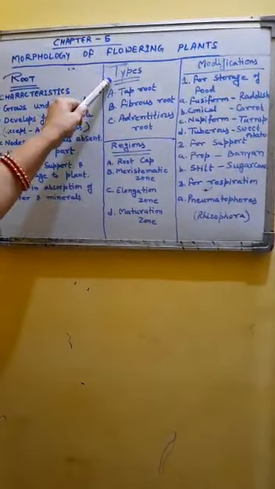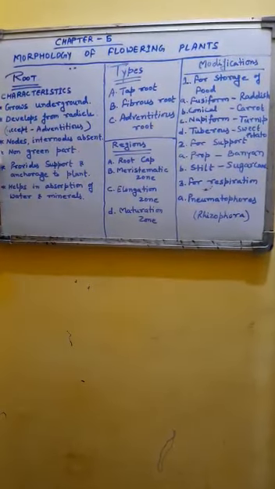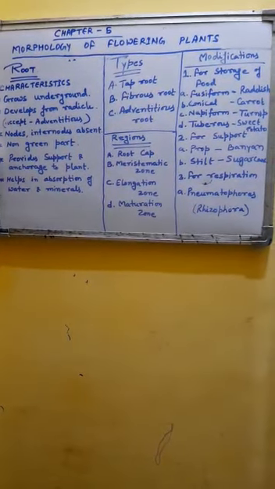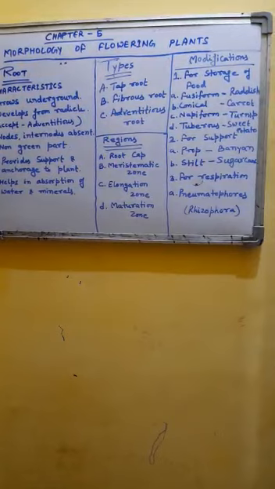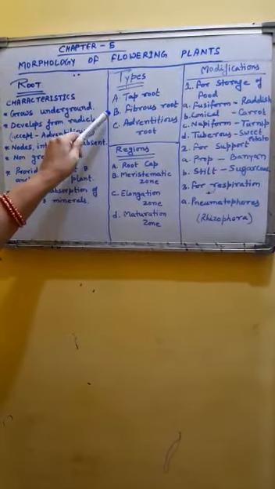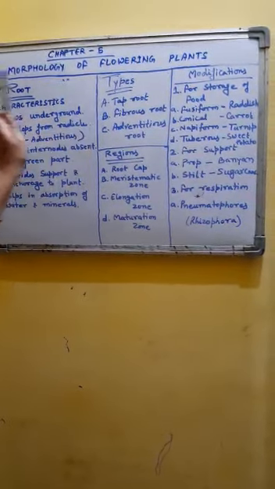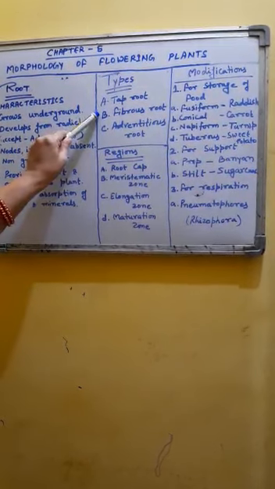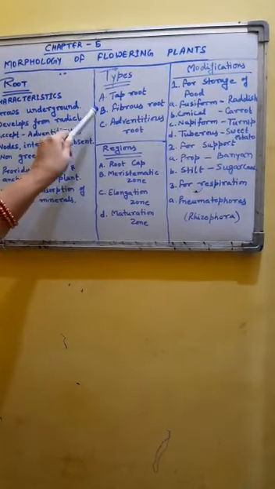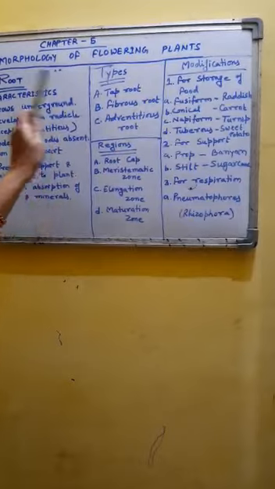Now we know that roots are of three types. The very first one is taproot, where the radicle develops, grows as the primary root, and from primary root various secondary and tertiary roots emerge. The second type is fibrous root. Fibrous root is found in monocot plants. Taproot is an example of dicot plants. Fibrous root is a characteristic of monocot plants.